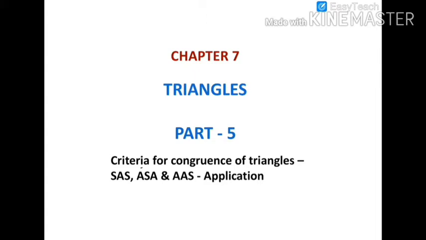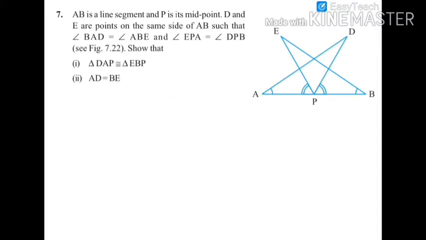We are studying chapter 7 triangles, and we are learning how to apply the criteria for congruence of triangles. That is, the three criteria SAS, ASA and AAS in solving questions of exercise 7.1. In today's video lesson, we will continue with the same and solve some more questions of exercise 7.1. We have already finished 6 questions of this exercise. So let's start with question number 7.